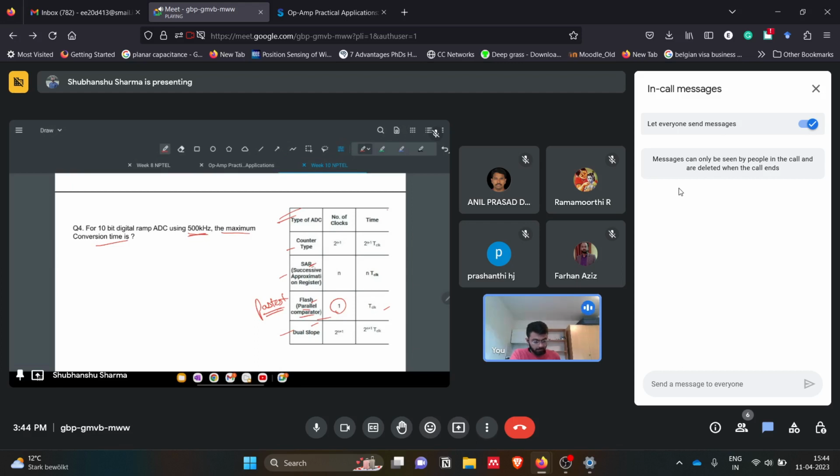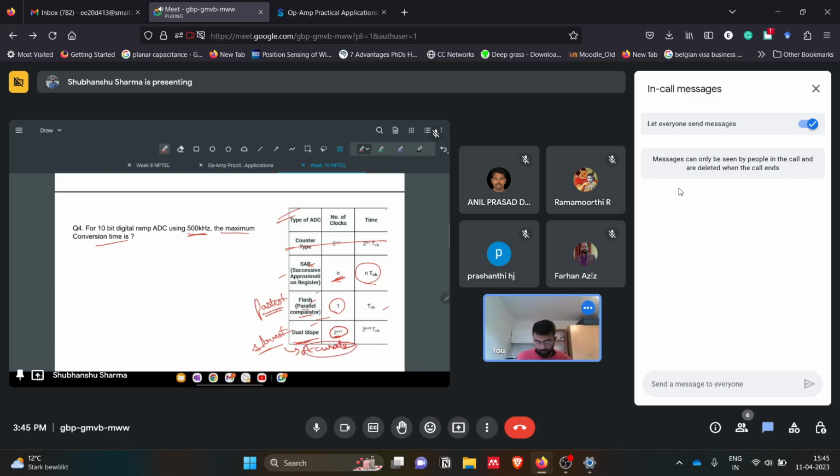Then if we have SAR, based on the number of bits, the number of clock cycles is there, and the time is N TCLK, where TCLK is the time period of the clock pulse given to this. Then dual slope is the slowest, because it takes a large amount of time, but it is the most accurate of all.